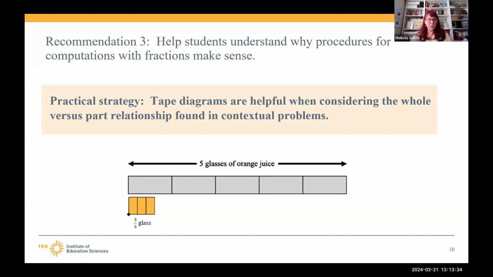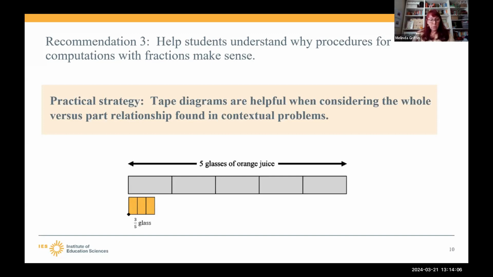So recommendation 3 talks about visually representing fraction operations through the use of area models, number lines, and other visual representations to improve conceptual understanding of more formal computational procedures. When we use a visualization, this allows students to estimate or judge the reasonableness of their answers. So in our toolkit, we delve into how teachers can use these visualizations to address some common misconceptions that come up in the classroom.